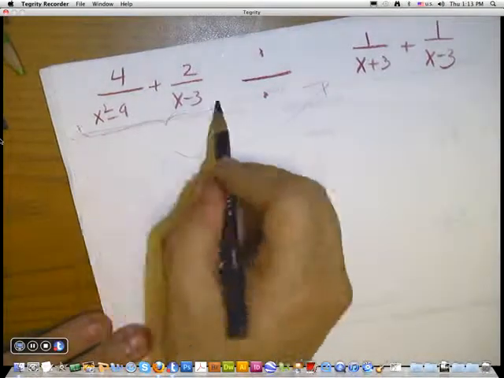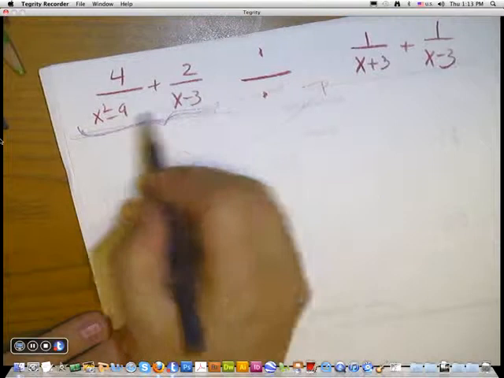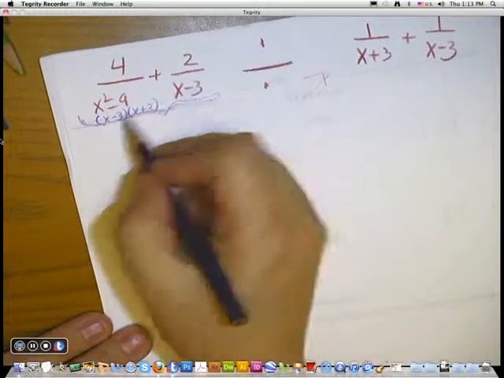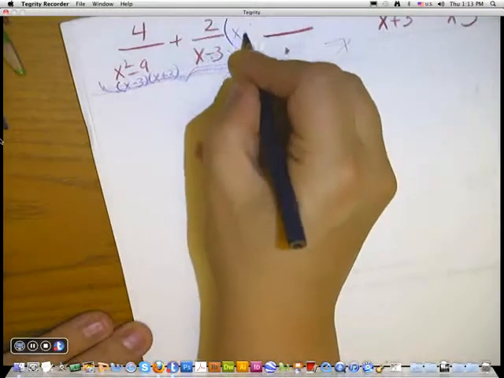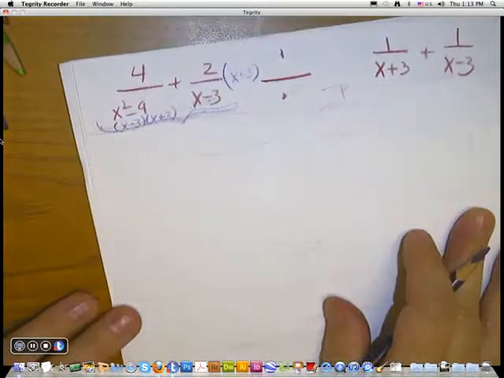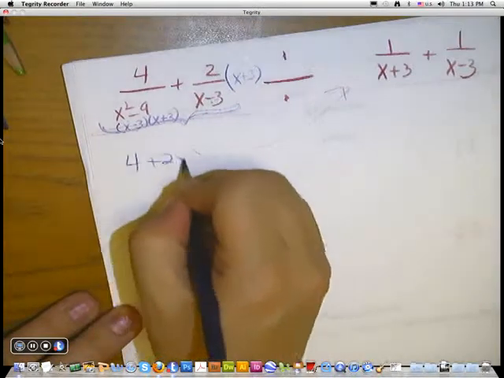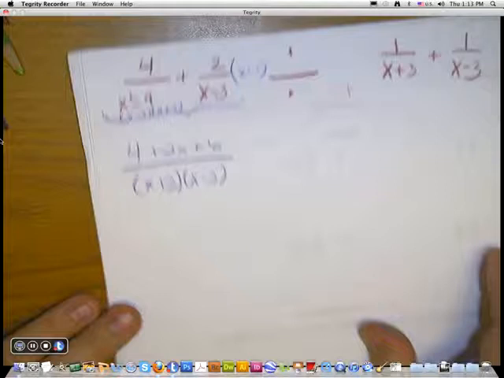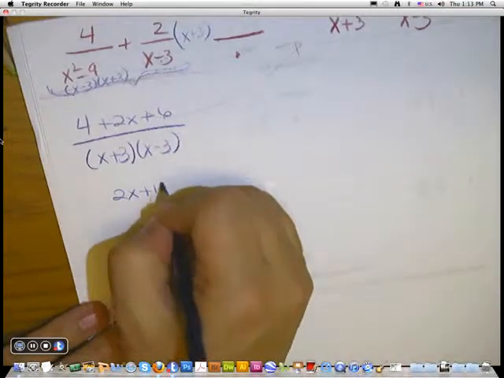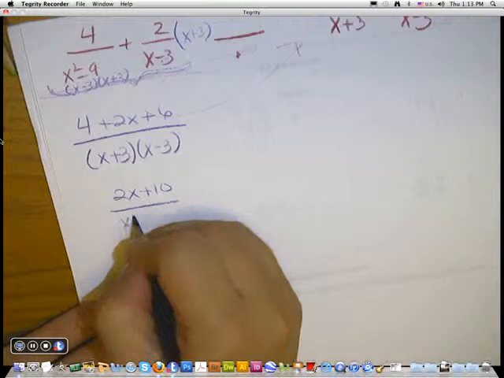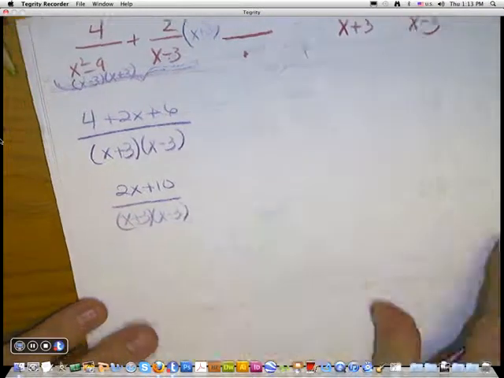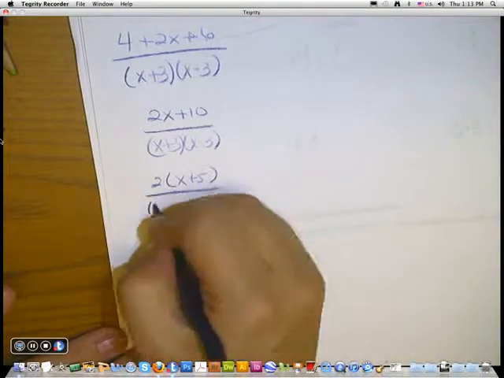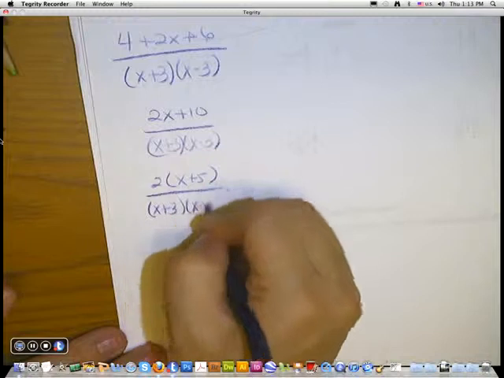Alright, so now I have to combine those. Well, in order to combine those, I first need to factor. I need to know that this factors into a difference of 2 squares. One of the pieces is already alike, so this second one is only missing the x plus 3. So I get 4 plus 2x plus 6 all over x plus 3, x minus 3, which is 2x plus 10. And if you wanted to even go farther, you could say that's 2 and x plus 5. I don't know if that'll help us, but we always want to consider it.